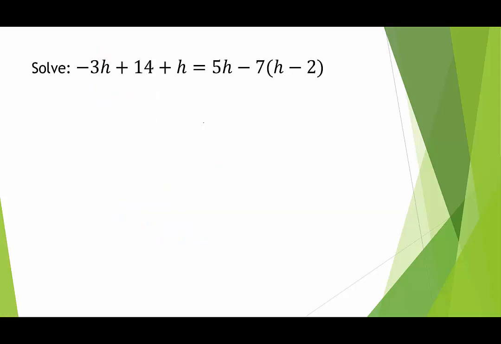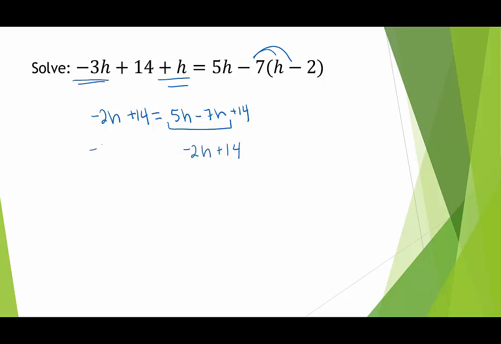In this example, let's see what happens to h. I'm going to clean up my left-hand side. I have negative 3h plus h is negative 2h, plus 14. On the right-hand side, I'm going to distribute the minus 7. So I'm going to write down 5h minus 7h. This becomes plus 14. I still have like terms here. 5h minus 7h will be minus 2h plus 14. Now I feel like I just repeated myself. Wait, I'm just writing the same thing on the left and the right. Yeah, that's the same thing, right? The left side matches the right side.